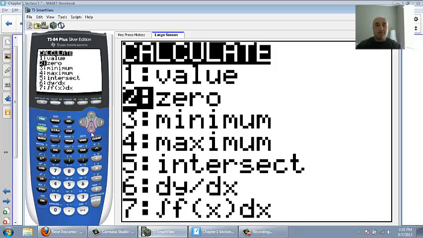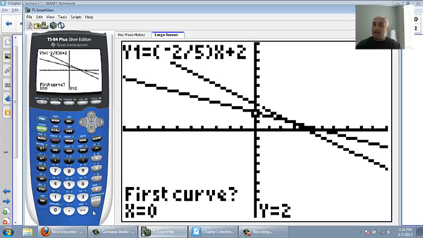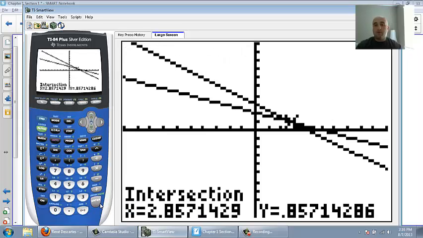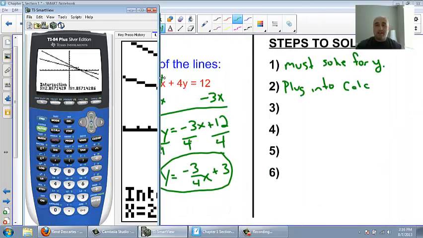So we're going to go down to number 5 and hit enter. And the next step is easy. It should say first curve. When you see first curve, you're going to hit enter 3 times. 1, 2, 3. And when you do that, it'll say intersection, and that tells you that you have your intersection point.